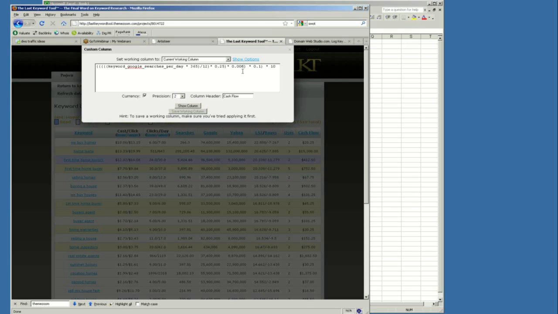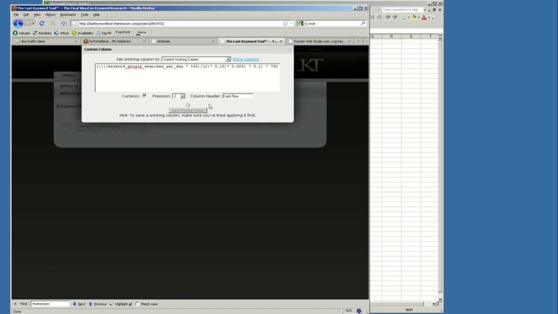And are you going to factor in the conversions? We'll put 10% there, so it's fine like that. Then we multiply it by 750, which is the amount of money that we make off of each sale. Okay, so then we're going to show the column.